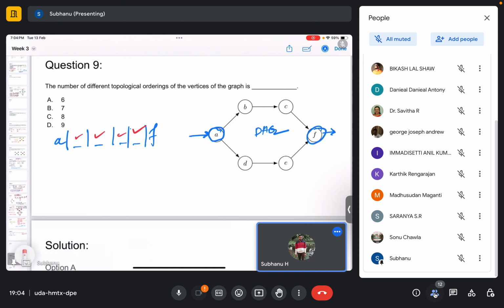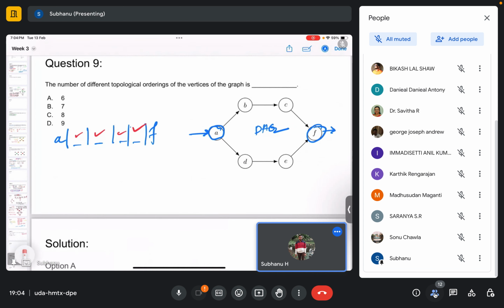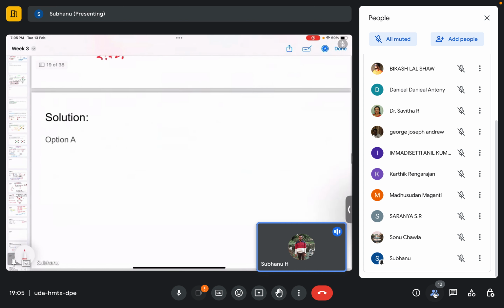So the number of ways to arrange B, C, D, E such that B comes before C and D comes before E. B must come before C because C is at last, and D must come before E. So these two are our restrictions. What will be the possible options? It will be 4 factorial divided by 2 factorial times 2 factorial, which is 6.